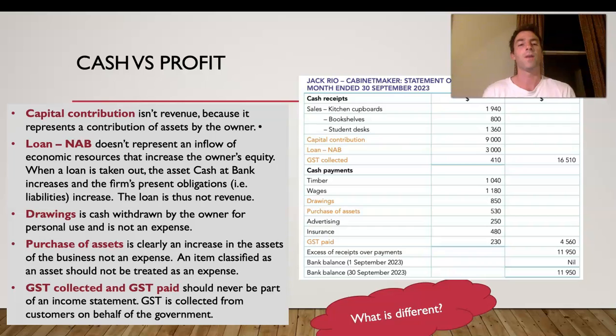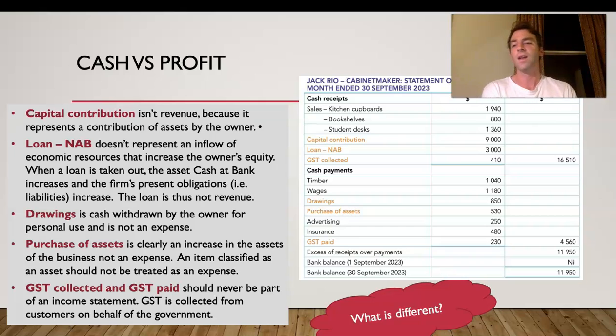Our cash also went up by $3,000 for a loan. But this doesn't represent an inflow of an economic resource that increases owners' equity. It doesn't tick off the 3rd part of revenue. Why? When cash goes up because of the loan, our business is not worth more. It goes up because of our liabilities going up. So our balance sheet balances without anything to do with owners' equity.